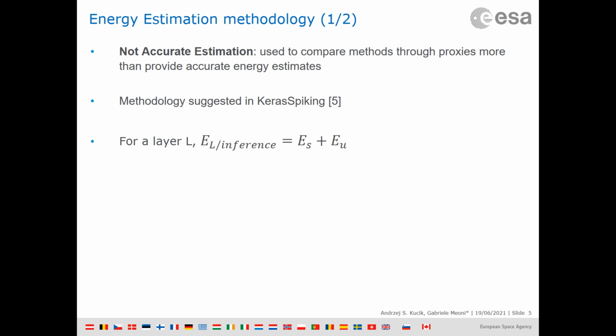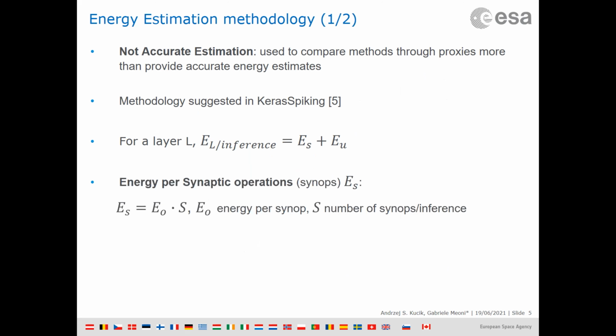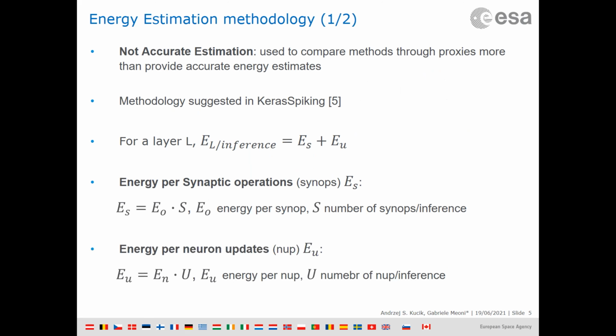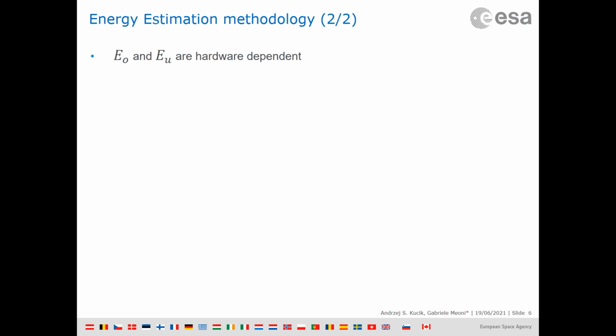For every layer, you can estimate the energy by summing two contributions. The first one is the energy of synaptic operations, which can be easily calculated by counting the number of synaptic operations times the energy needed for one synaptic operation. You do the same for the energy of neuron updates. The energy for single operations is hardware dependent, and these values are included in KerasSpiking. To estimate the number of neuron updates, you count the number of neurons multiplied by the number of time steps. Of course, for the artificial model, the number of time steps is just one.